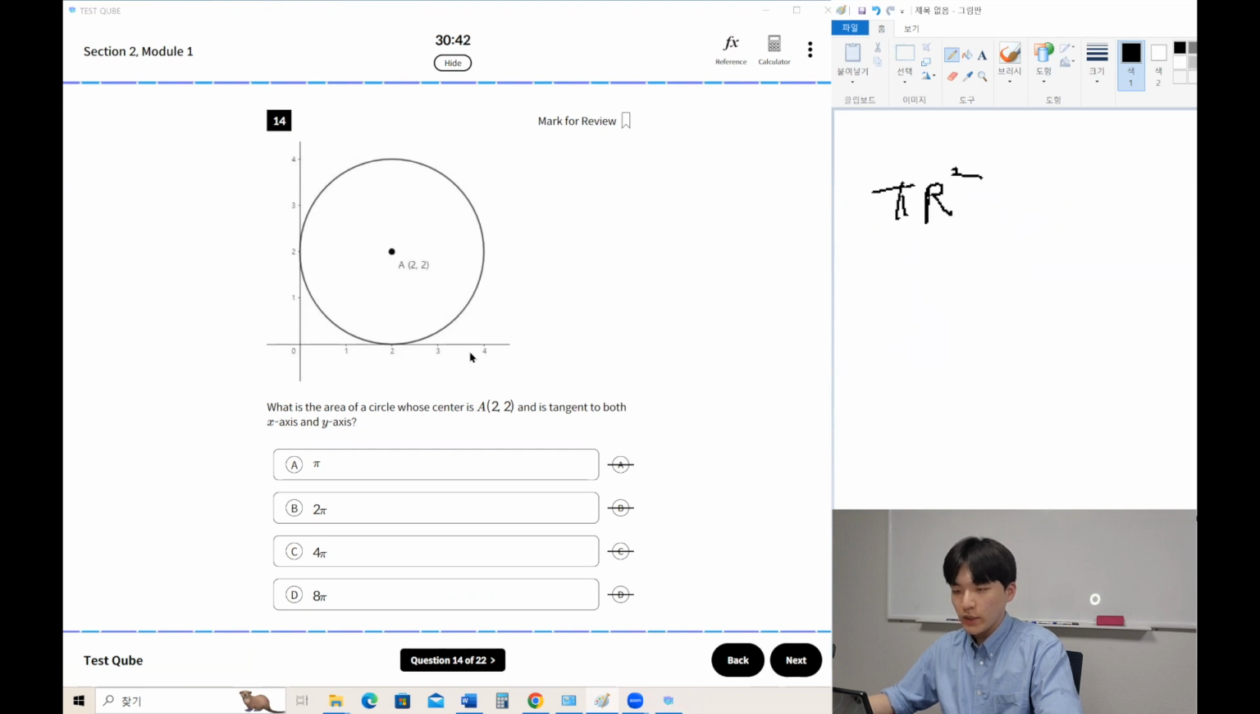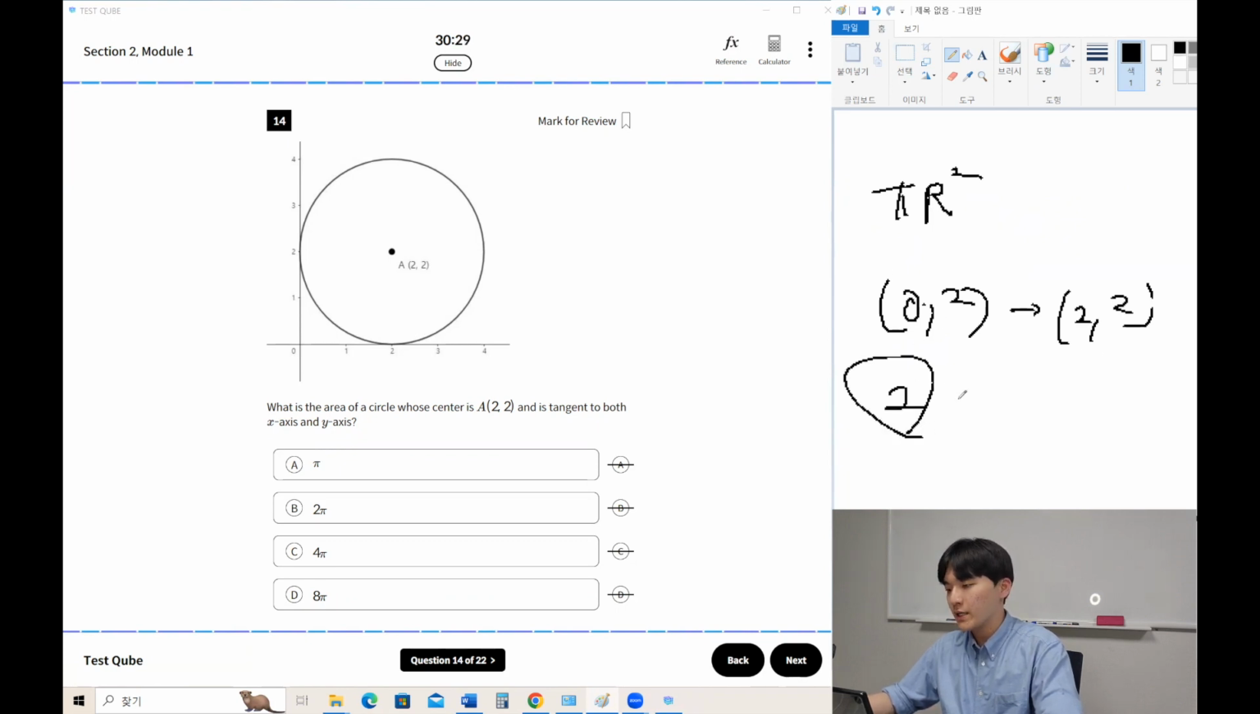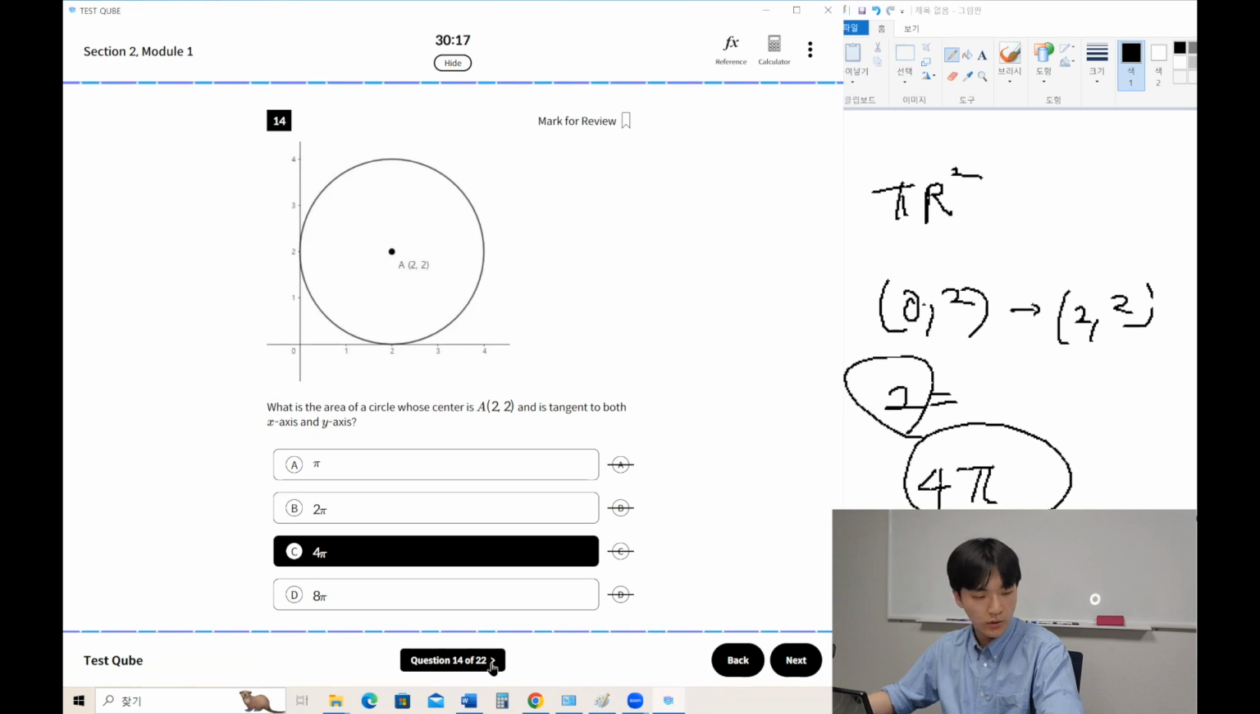We can choose any point here. It's either (0, 2) or (2, 2). So at one point to the center is the radius. And in this case, we only have a difference of 2, meaning that the radius is 2. So if we plug this into the base formula, then we get 4 pi. So easy question, not too hard, but you'd have to understand what tangent really means to solve this question.